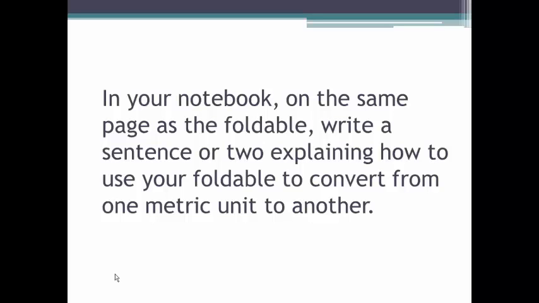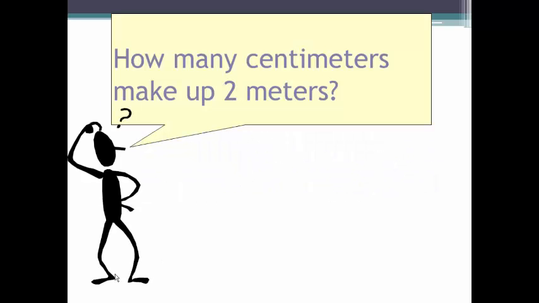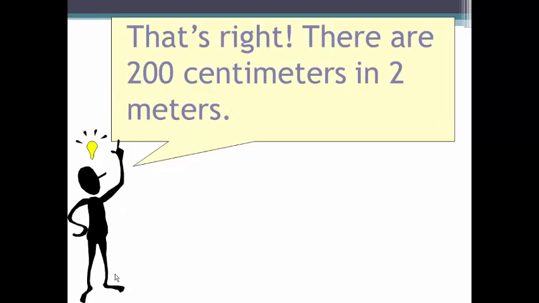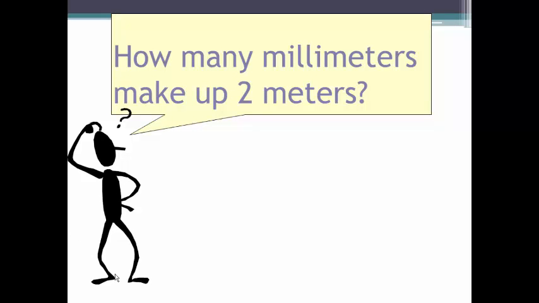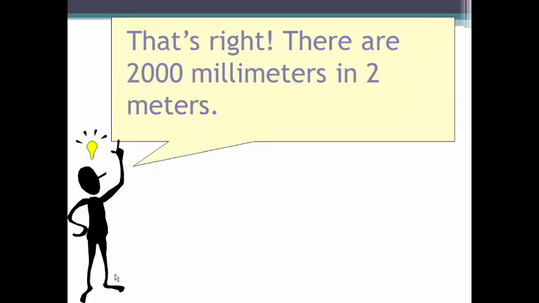In your notebook, on the same page as the foldable, I'd like you to write a sentence or two explaining how to use your foldable to convert from one metric unit to another. Pause me until you're finished with that, and then you can restart. Let's try some examples. How many centimeters make up 2 meters? I'd like you to think of this in your head and figure it out. That's right, there are 200 centimeters in 2 meters. How many millimeters make up 2 meters? Pause me until you know the answer. Yep, there are 2,000 millimeters in 2 meters.